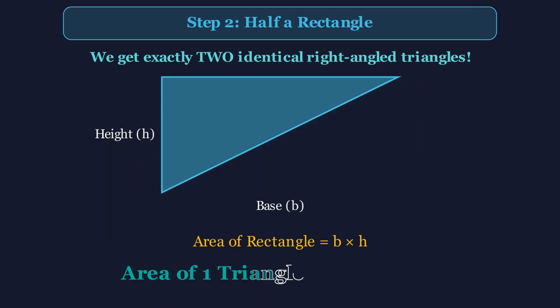Now focus on just one triangle. It is exactly half of the rectangle, so its area must be half of base times height. Area of a triangle equals 1/2 times base times height.